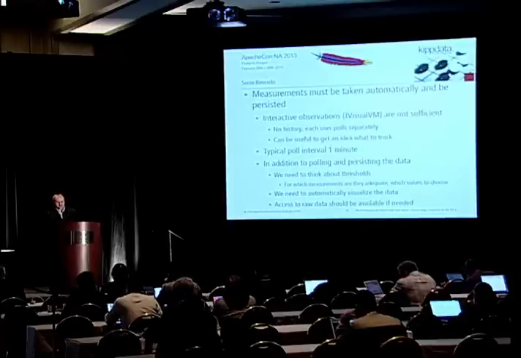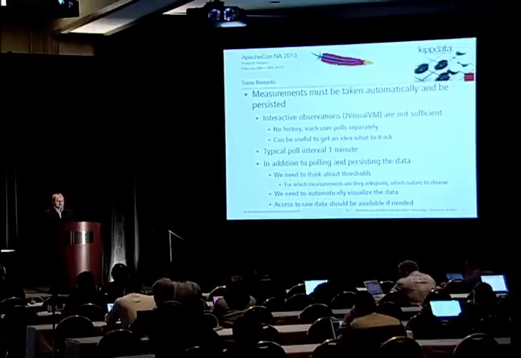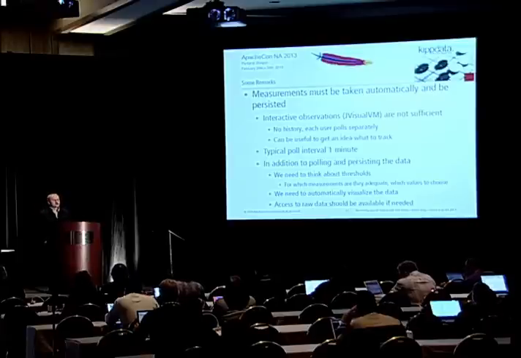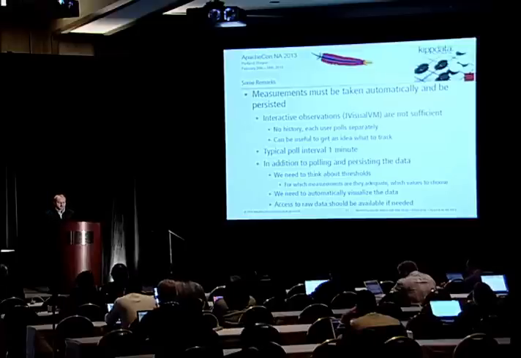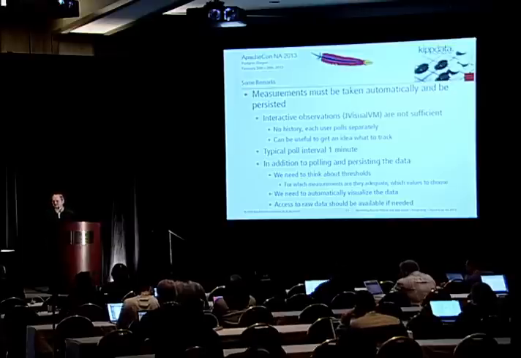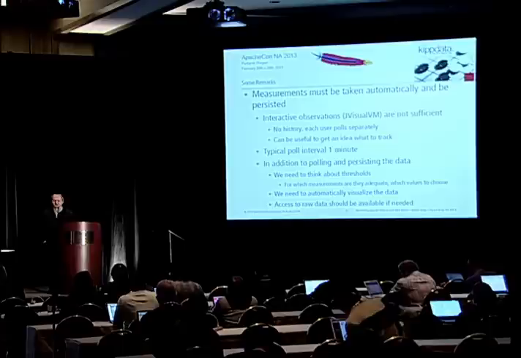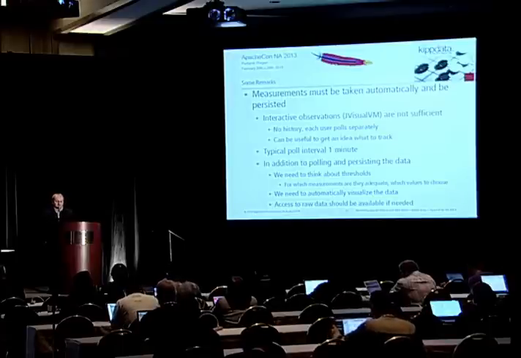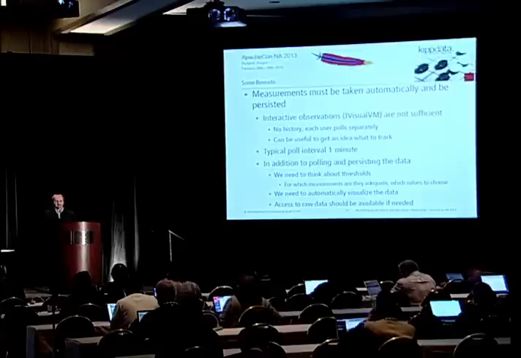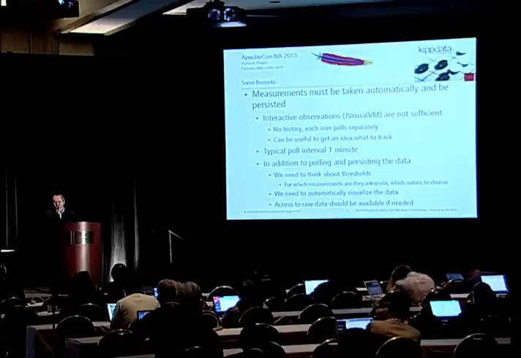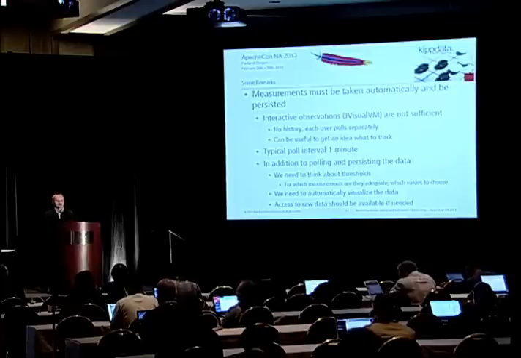So some remarks before we actually go through the MBeans that are available. It's important to take the measurement automatically and not simply using JVisualVM. This is only for ad hoc inspection, finding out what's available. Typical poll interval for the data that I present should be around 1 minute, once per minute. In addition to polling and persisting, of course, we need to think about thresholds, and I tried to add the word threshold to each metric where I think thresholds could be reasonably set. Data that you collect should be visualized because looking at long rows of numbers typically wouldn't give you the right impression what's happening.